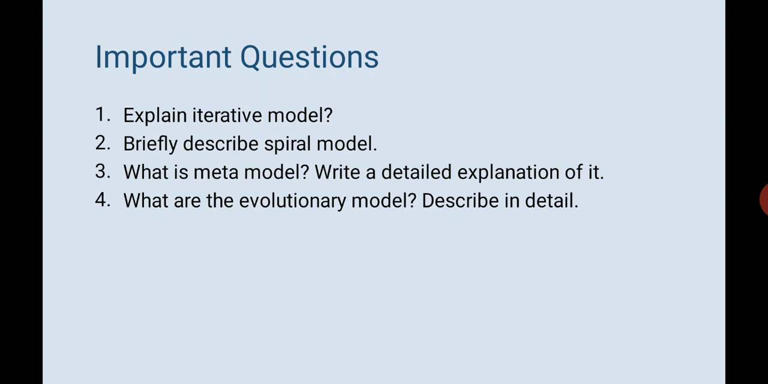Now we come to the important questions. The important questions are here. Explain the iterative model, briefly describe the spiral model, what is the meta model, write a detailed explanation of it, what is the evolutionary model, describe in detail. So the examiner may ask you, try to confuse you, but you have to be very apt in answering him, to know what he is questioning.